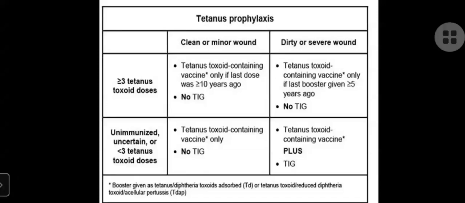They would not know their immunization status, so we have to give the tetanus immunoglobulin to bind the unbound toxin, to prevent it from binding to the presynaptic neuron and going all the way to block the inhibition pathways, which causes the contractions and spasms that present in tetanus.